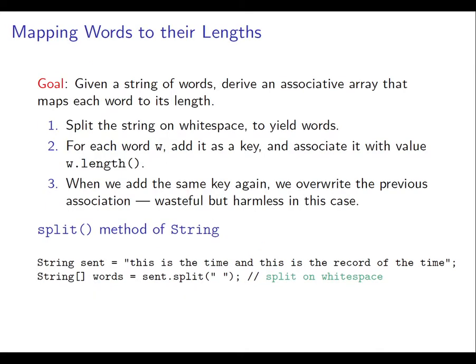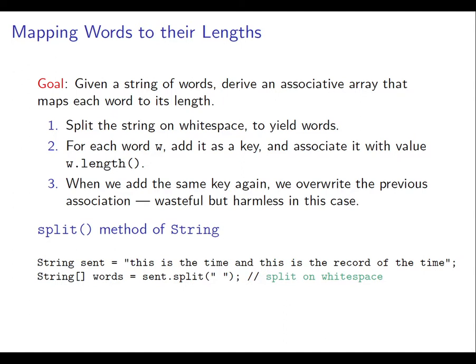Let's look at a bit of an example here. Given a string of words, we're going to derive an associative array that maps each word to its length. There are going to be several steps involved in this task. First of all, we're going to split the string on white space. So we start with a long string like this one at the bottom.